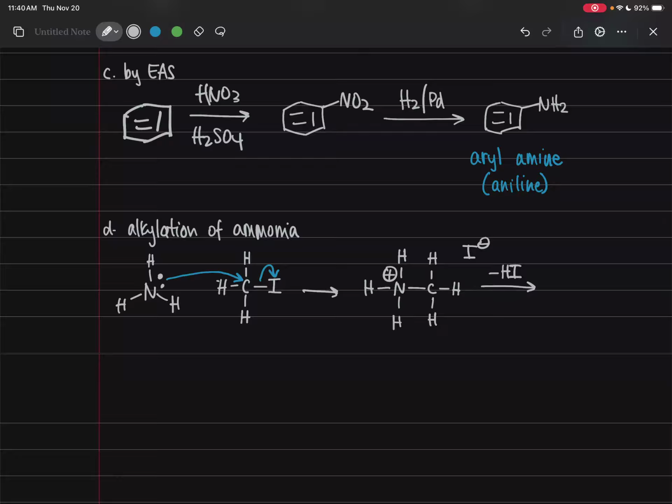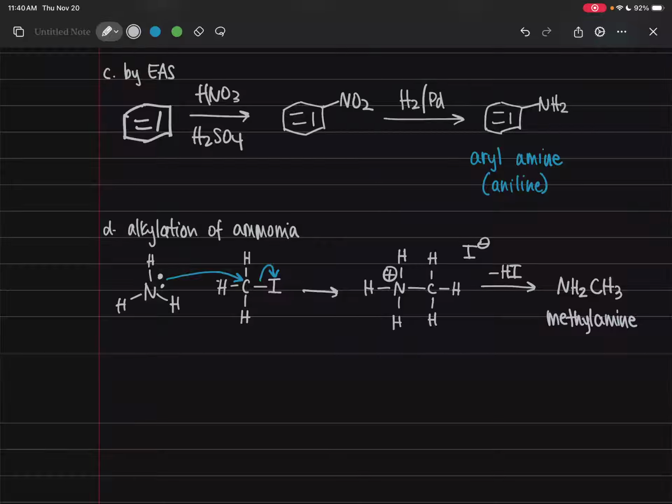Then we lose a proton, make HI, hydriodic acid, and then we get NH2CH3, which Breaking Bad fans will know as methylamine. The tanker car. Yeah. So that looks great, right? We just do this alkylation and we get a substituted amine.